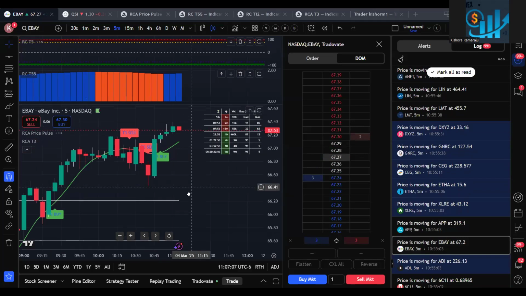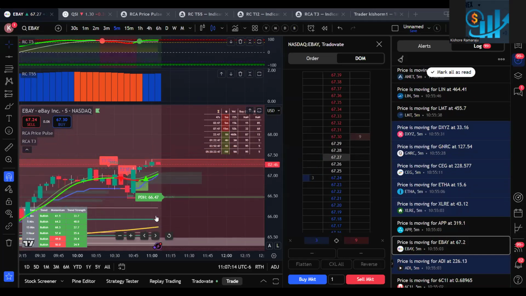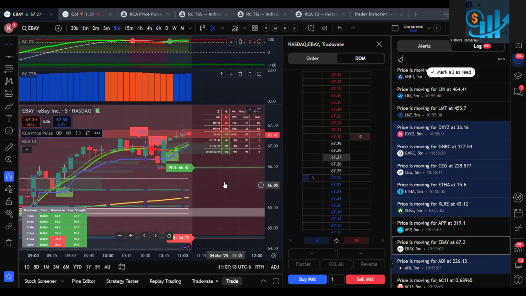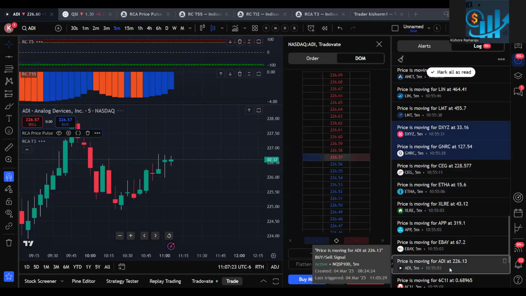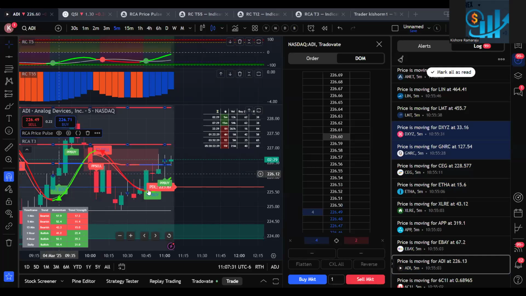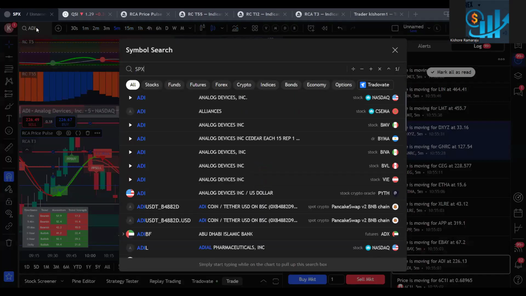Pay is moving very bullish today, even though the market is down. It already went to the premium zone, from nearly $65 or 64, it went to 67. EDI also started moving, but let's go and look at SPX.